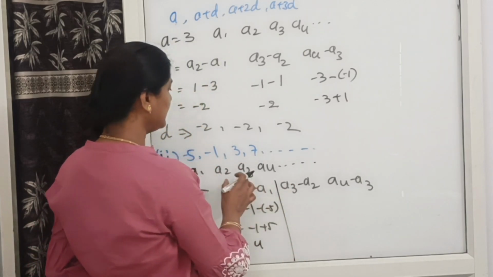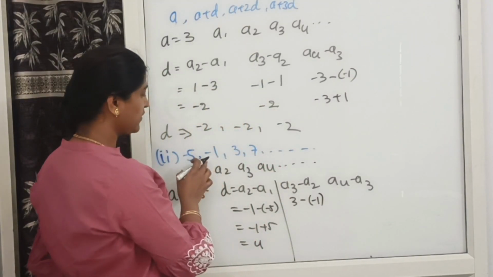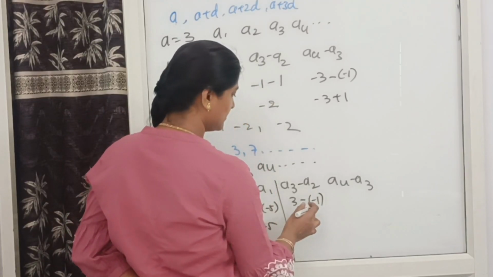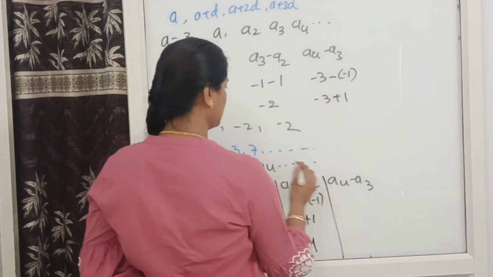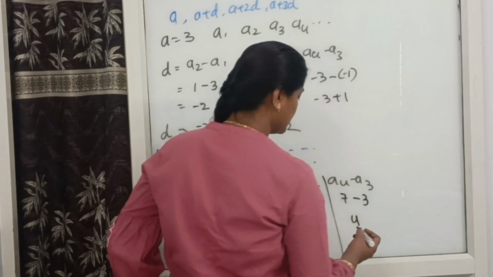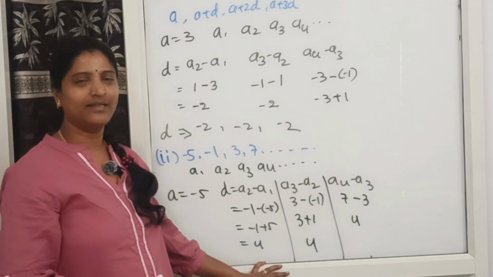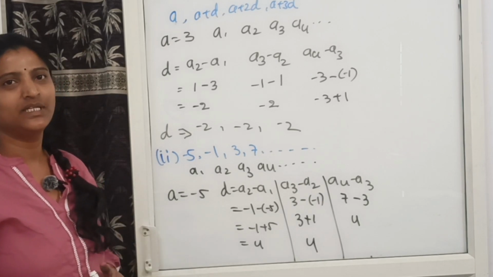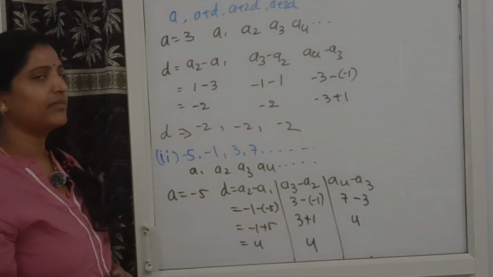Clear? And A3: 3 minus of minus 1. Look here, A2 is minus 1, so that is why it is like this. 3 minus into minus is plus, that is also 4. A4 is 7 and A3 is 3. 7 minus 3 is 4. Look here, all the common differences are equal. They already confirmed it is the given AP, so it should come the same only. We just want to calculate and show here. Clear?